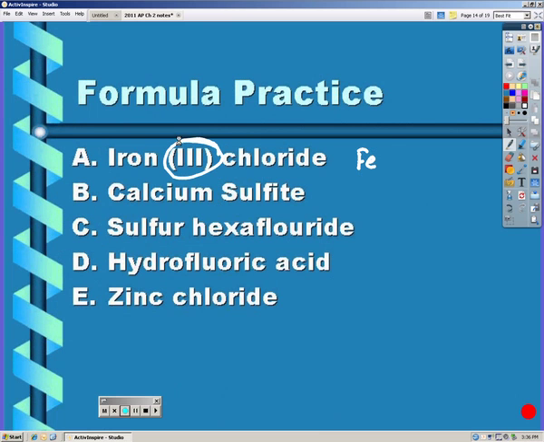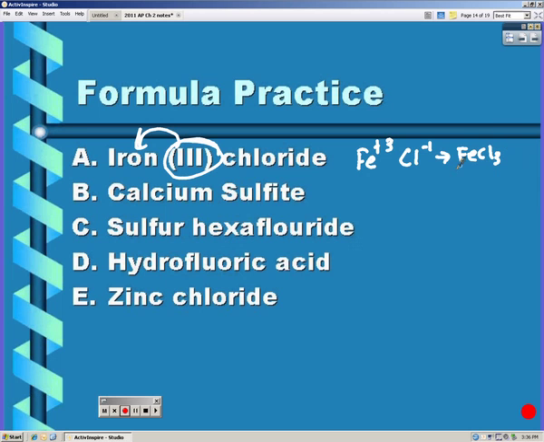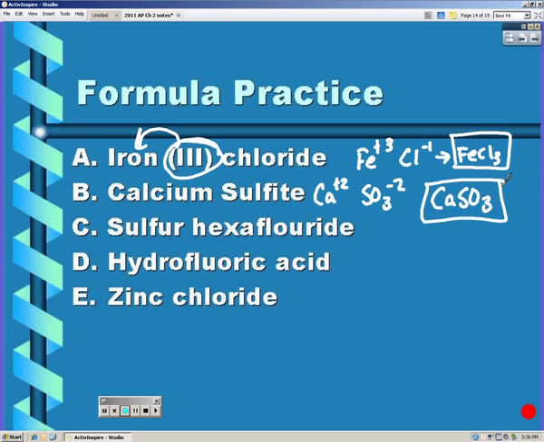Iron is Fe. That 3 is the charge on iron. Chlorine is a -1, so together that's FeCl3. Calcium is a +2. Sulfite is SO3 with a -2 charge. So it's just CaSO3. Sulfur hexafluoride has prefixes. There's not a prefix in front of sulfur, so that's 1 sulfur, hexa is 6, so 6 fluorine.